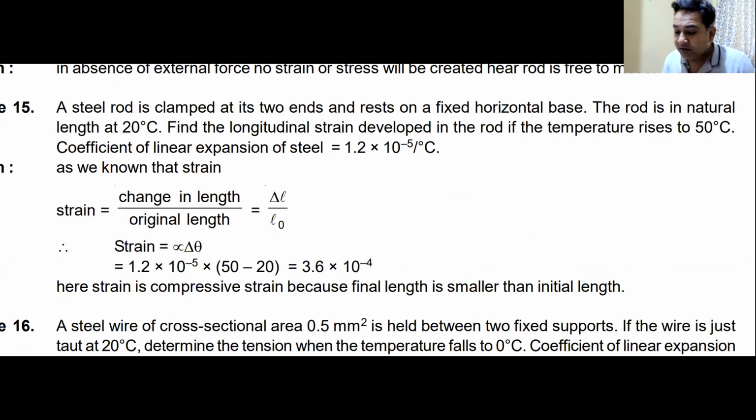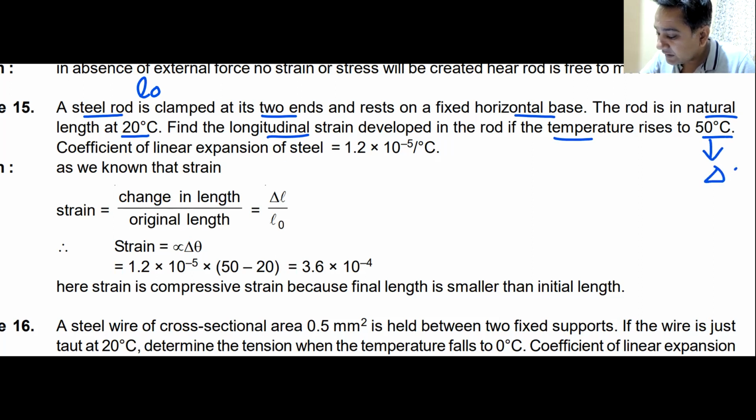So example number 15. Again, I have already sent you this sheet. I hope you get it and you should be able to solve the other questions. They are simple. Read the question once. I will underline the important points. A steel rod is clamped at its two ends. The rod is at its natural length, so I'll call this length L0 or L. Find the longitudinal strain developed in the rod if the temperature rises by 50 degrees. I'll call it delta theta. Coefficient of expansion, I will call it alpha. What is the strain produced in the rod?